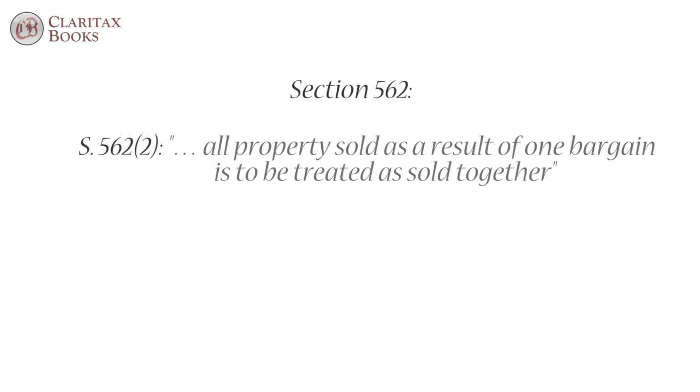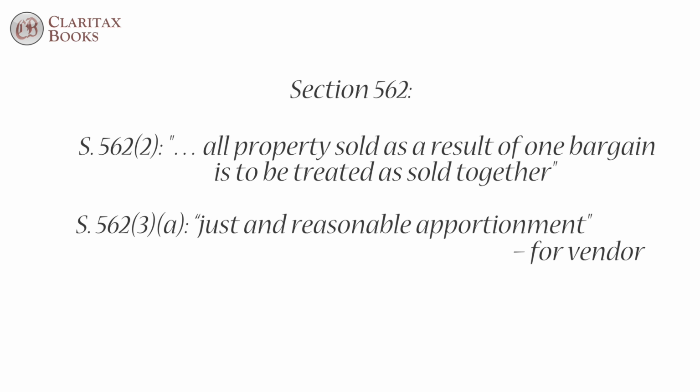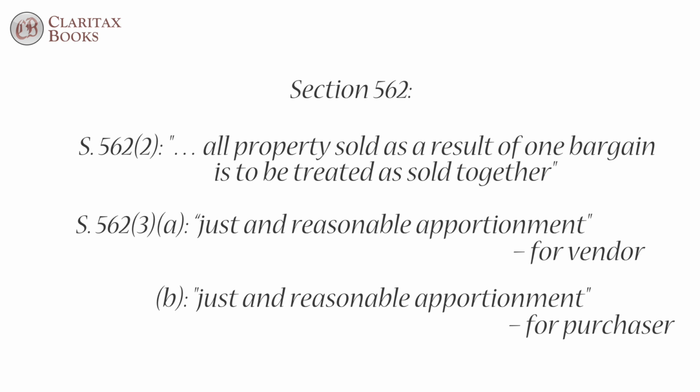First, it tells us that if two or more items of property are sold as a result of a single bargain, then they're treated as being sold together. This applies even if separate prices are agreed or if the sales are apparently separate. Second, the sale proceeds of any asset for the vendor must, for capital allowances purposes, be calculated using a just and reasonable apportionment. This is then mirrored for the purchaser, for whom the price paid for items on which capital allowances can be claimed must again be calculated using a just and reasonable apportionment.